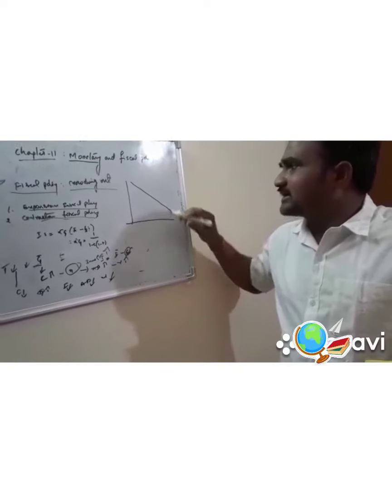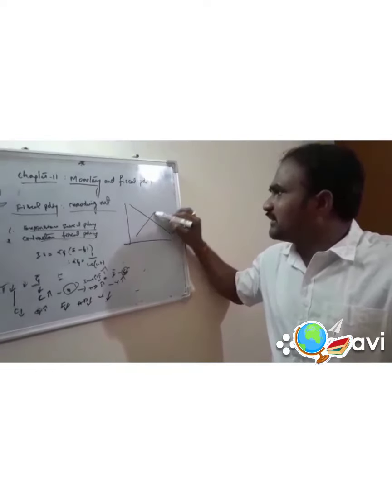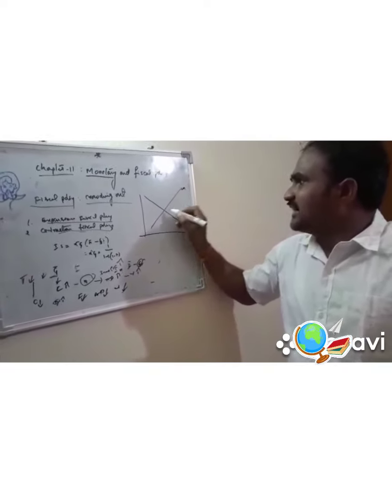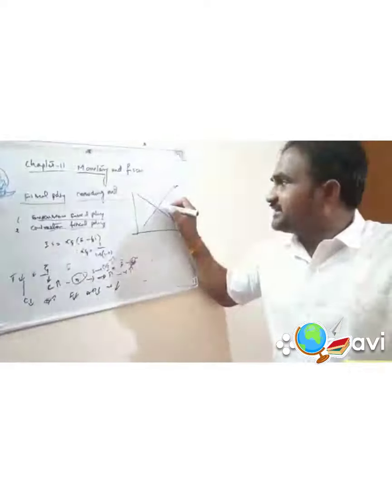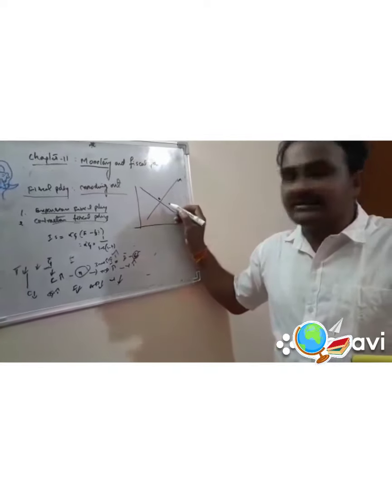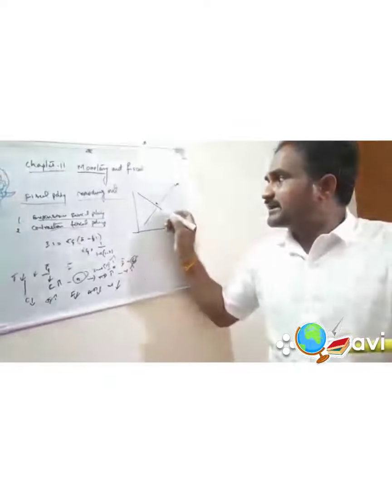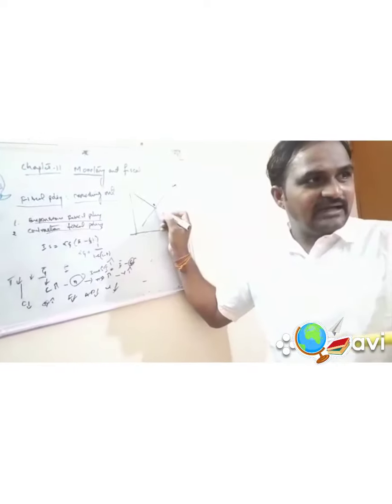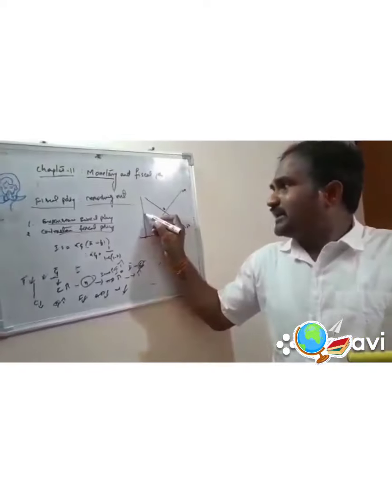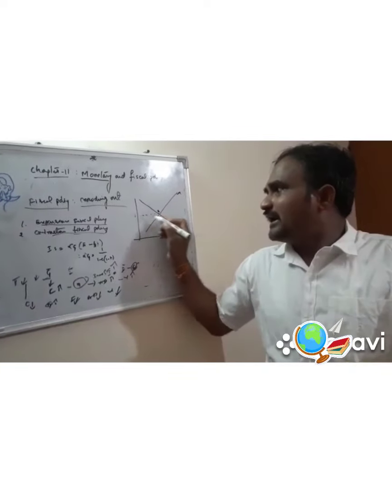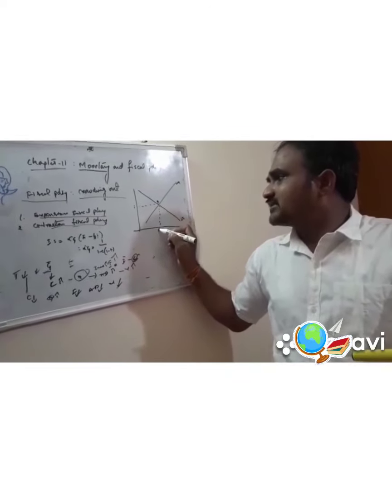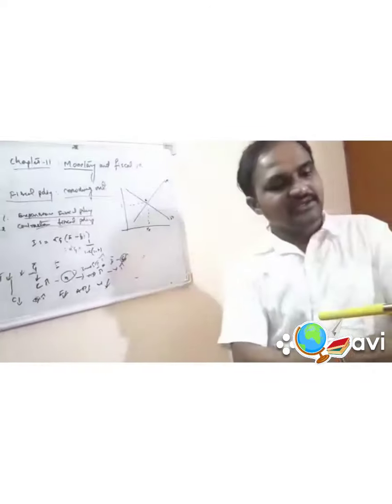This is the IS curve. The LM curve is this. And then at the equilibrium point E, both the goods market and the money market are satisfied. At that level, the equilibrium level of interest rate is I and the level of income is OY0.